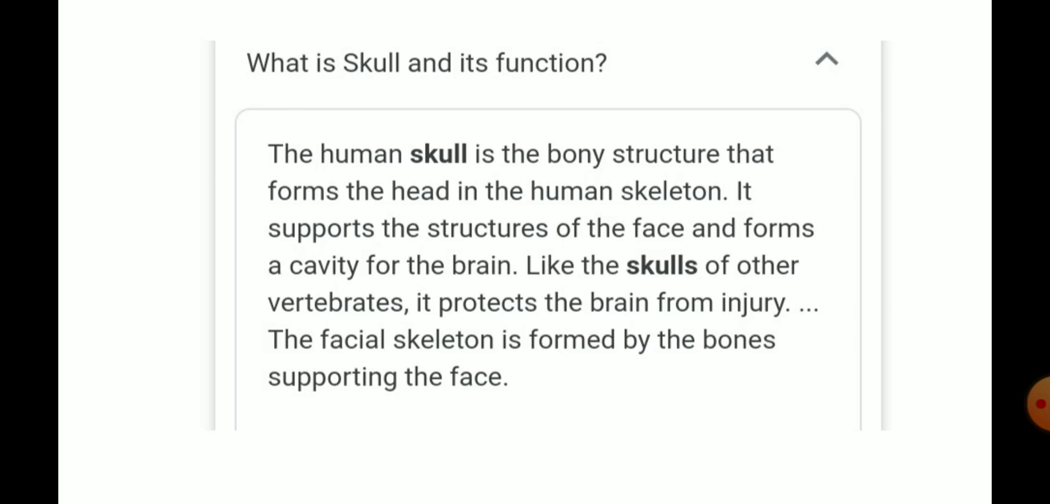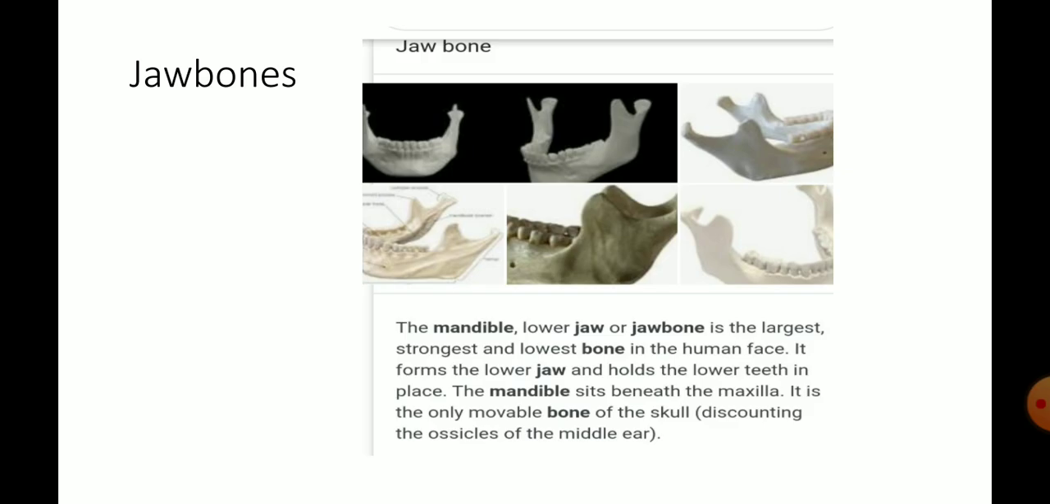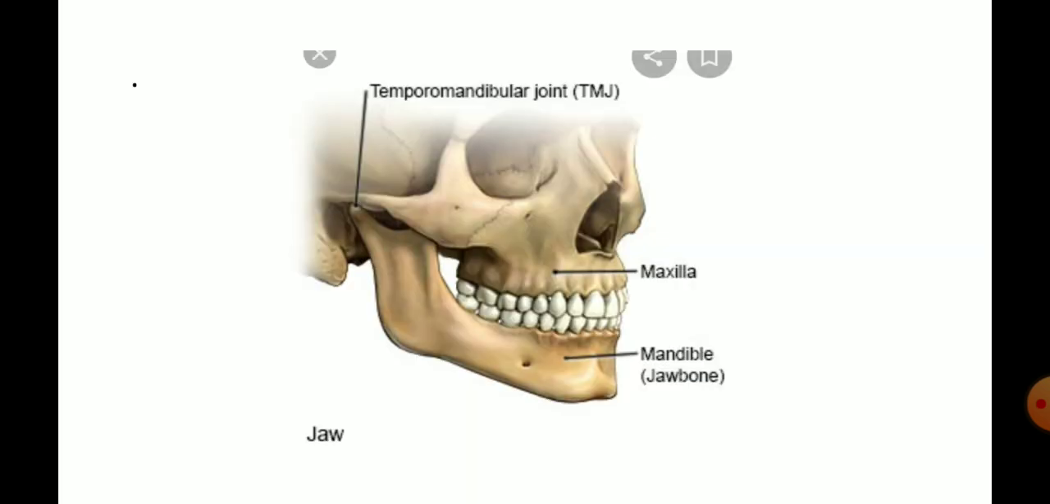Next, jaw bones. The bones that make up the jaw help us in biting and chewing food, speaking and yawning. So what is the function of jaw bones? Jaw bone help us in biting and chewing the food, speaking and yawning. For all these purposes, jaw bone help us.